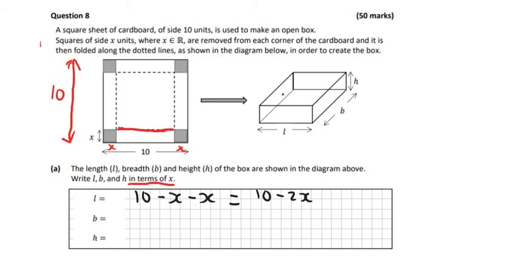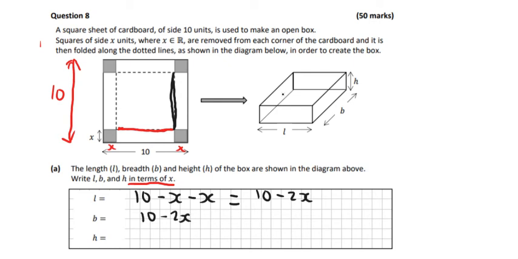The breadth of it will be the same thing. It's up here, so it's this line here you're finding. But again, the whole thing is 10, and you're taking away x and you're taking away x. So it'll be the same as the first answer, 10 minus 2x as well.